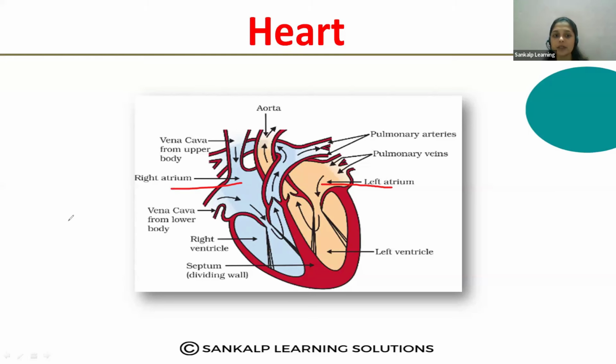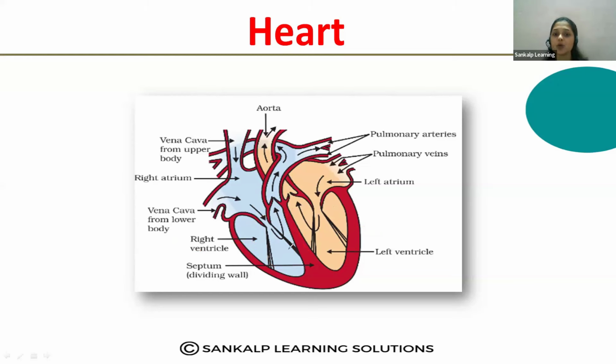Then the lower chambers are called ventricles. This chamber is called a ventricle. Here this is the right ventricle, and here, given in red color, is the left ventricle. So there are four chambers in total. What are the four chambers? The right atrium, left atrium, right ventricle and left ventricle are the four chambers in our heart.